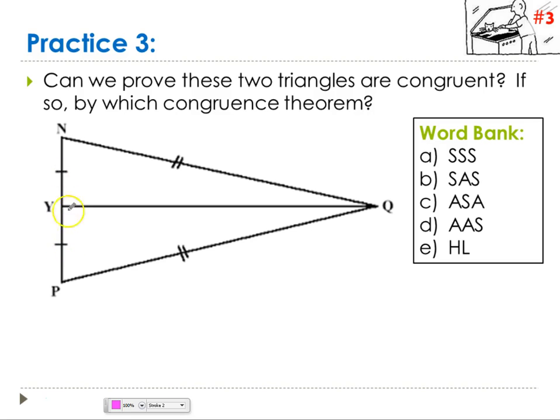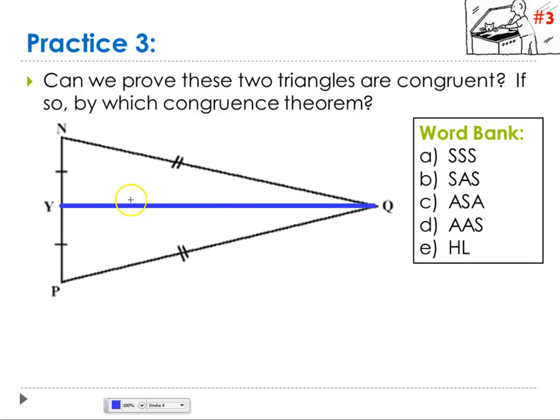So let's look at this one. Again, we're just told two things. We're told these two sides are congruent and these two sides are congruent. You want to look for any vertical angles from intersecting lines. I don't see that, but I do see that both of these triangles share a side right here.